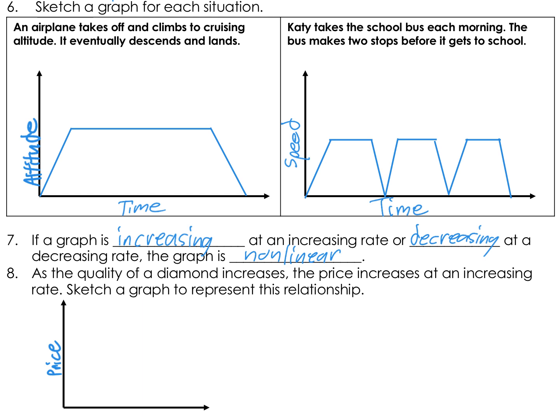So the independent variable is the quality, which as that increases, the dependent variable, the value, is going to increase as well. But the value is going to increase at an increasing rate, meaning the slope is going to increase and the graph is going to curve up.